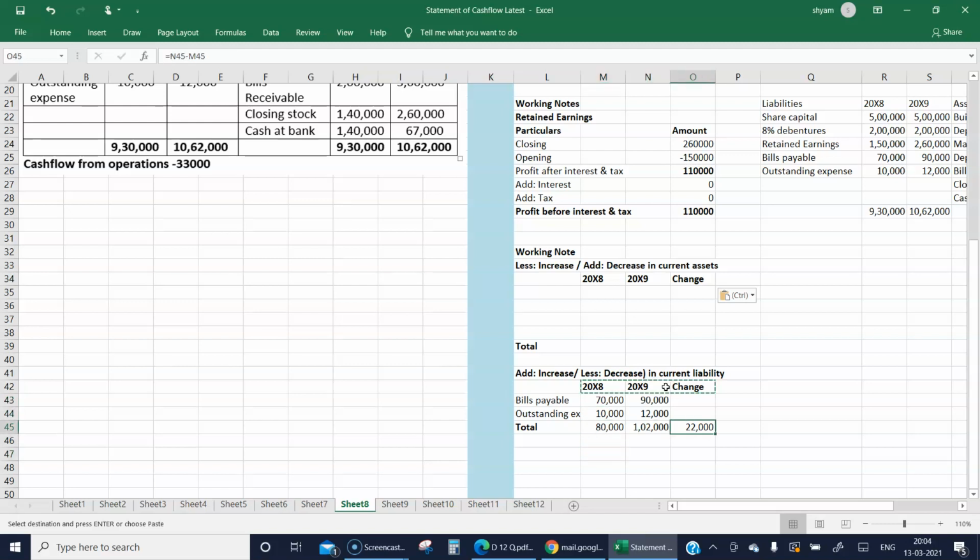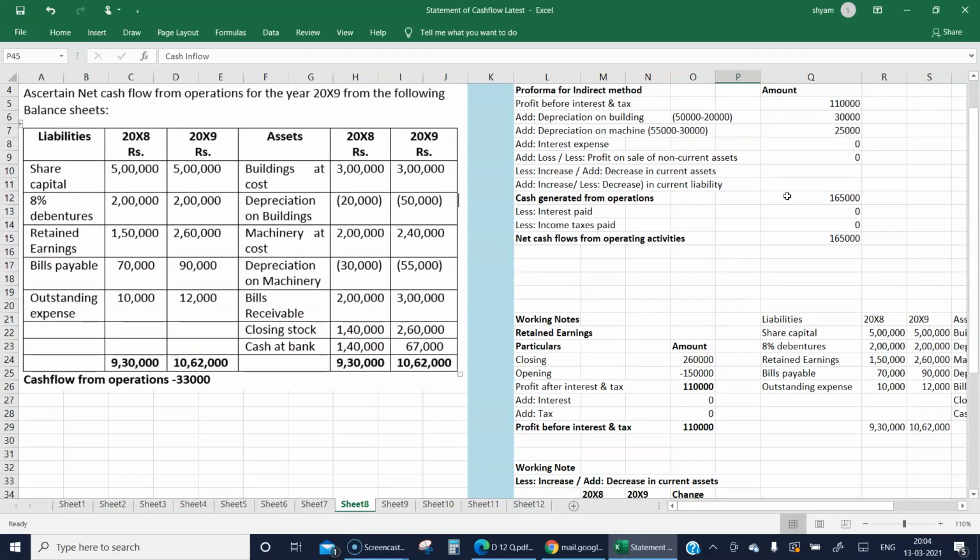Okay, so what has happened? So last year it was 80,000. Now it is 1,02,000. Okay, so we are using other people's money to run our business. So it has become a cash inflow. So it is a positive thing for the business. You can add that to the liability here. Okay, so it's 22,000.